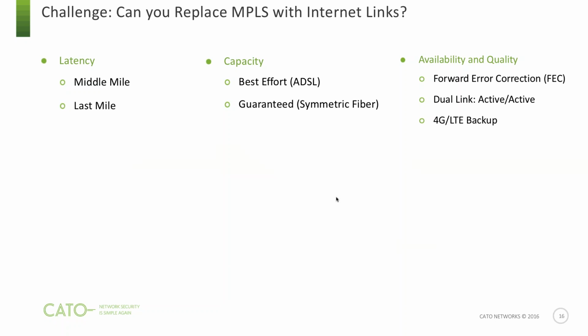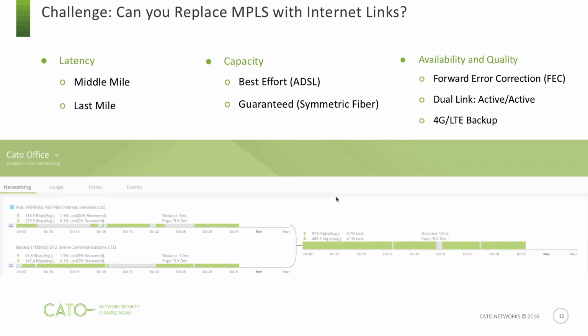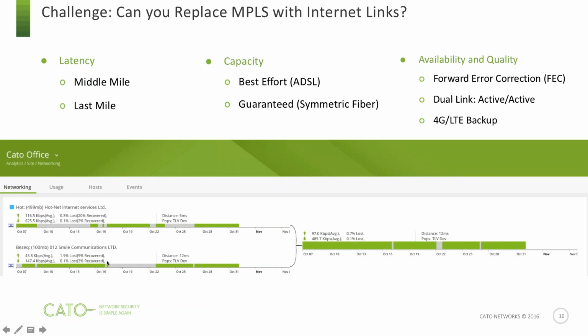So let's take a look at how this looks in Cato. You can see here an example. This is our office. We're connected with two links, two separate providers, two separate ISPs. Those lines that you're seeing here represent the availability of those links, and the gray area represents periods of downtime. You can actually see that those sometimes happen together, but most of the time just one link is down. You can also see here the packet loss data and how much we are able to recover using FEC that was running on those links.